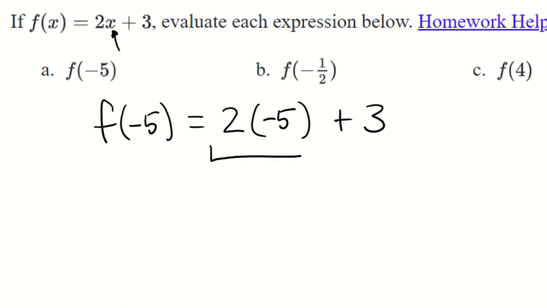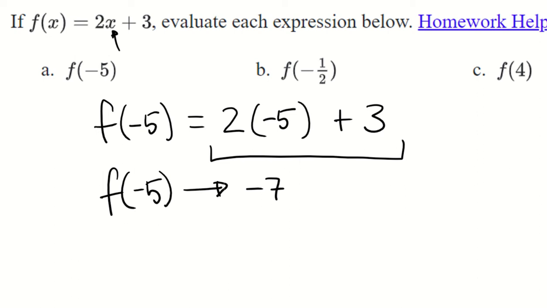So the expression I'm evaluating is 2 times -5 plus 3. So 2 times -5 is -10 plus 3 more. -10 plus 3 would be a -7. So what's happening here is when this function receives the number -5, it gives me back -7. -5 goes in, and -7 comes out.